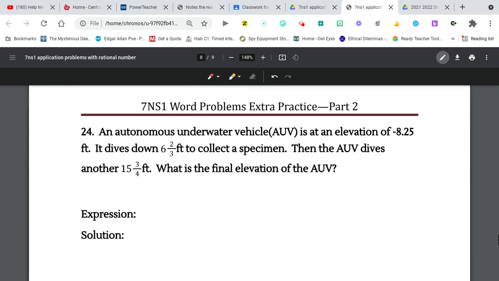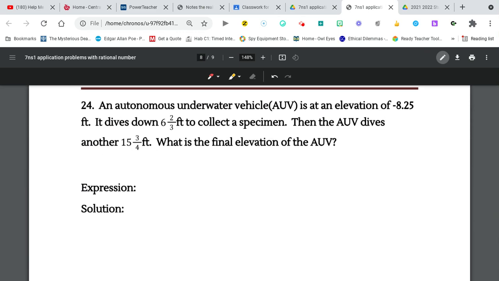Okay, let's take a look at the last one. An AUV, which is an underwater vehicle, guys, is at an elevation of -8.25 feet. Then it dives down 6 2/3 feet to collect the specimen. Then the AUV dives another 15 3/4 feet. So what's the final elevation of the AUV?